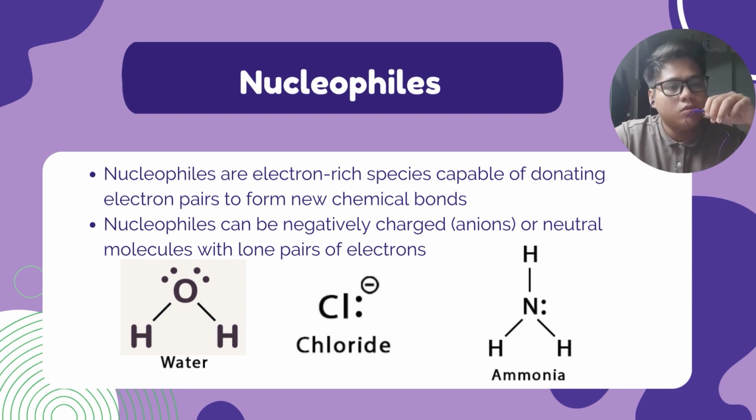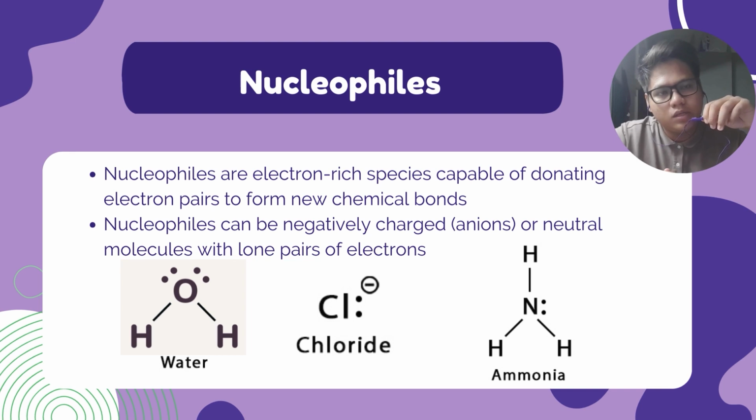Today I will explain to you about nucleophile, electrophile and also free radicals. So let's go to the nucleophile part first. Nucleophiles are electron-rich species which are capable of donating electron pairs to form new chemical bonds. A nucleophile can be negatively charged, also known as an ion, or a neutral molecule with a lone pair of electrons.